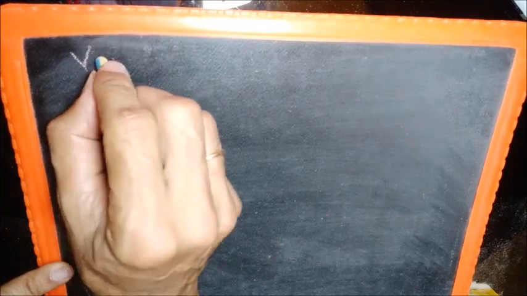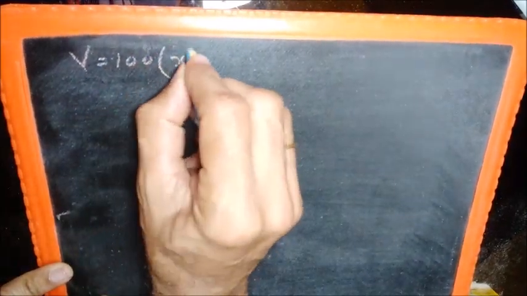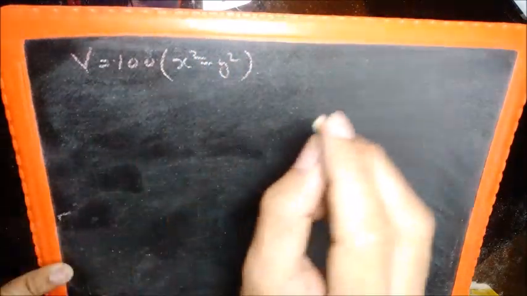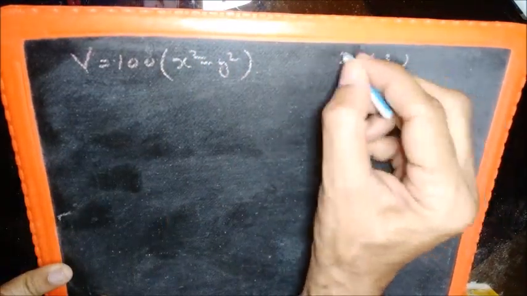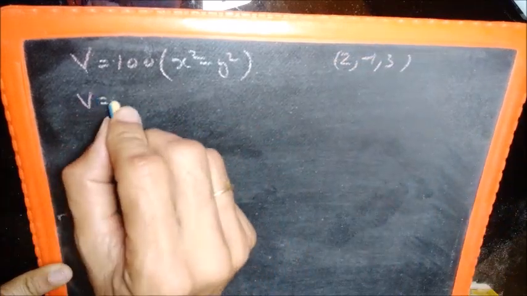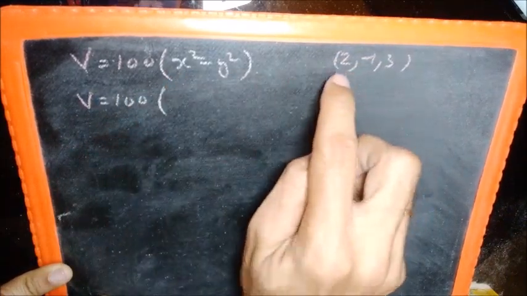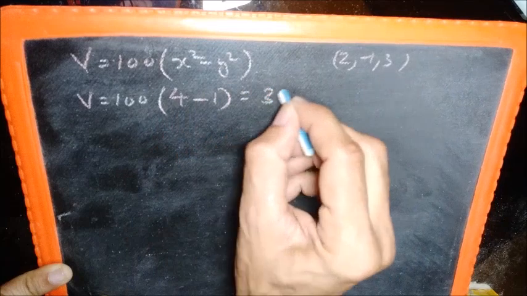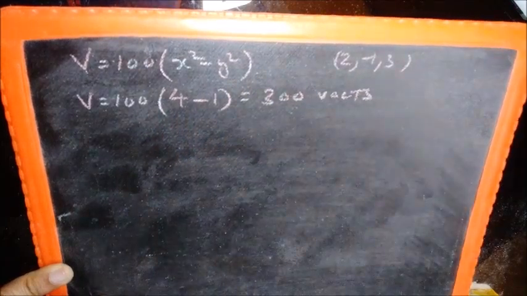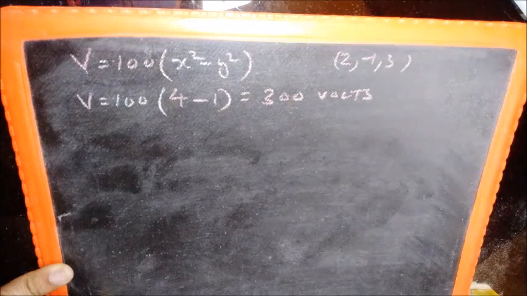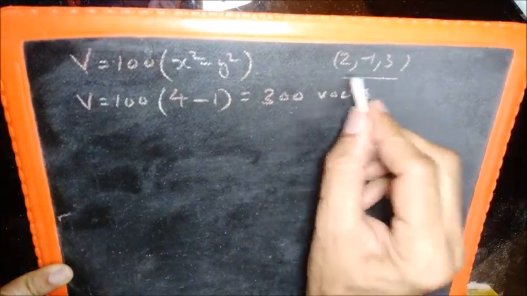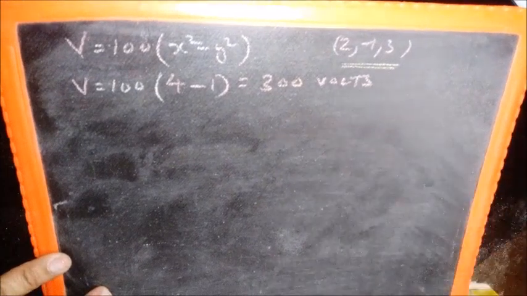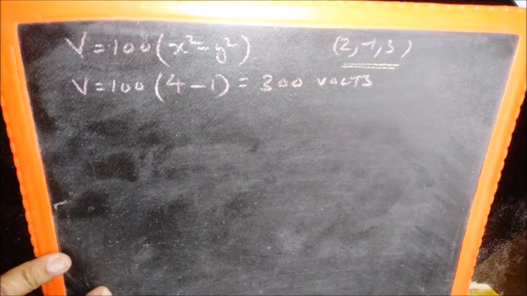Okay, let us attempt a solution. So we have V as 100 times x square minus y square volts. Now at the point 2, minus 1, 3, we can easily find out the potential to be 100 into x square. X is 2 at that point, so 4 minus, y is minus 1, so y square will be 1. This gives 300 volts. So the potential at the point is 300 volts, and we are told that this point lies on a metal free space or a conductor free space boundary.